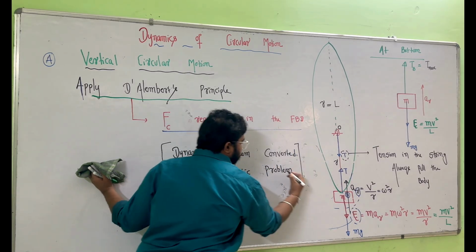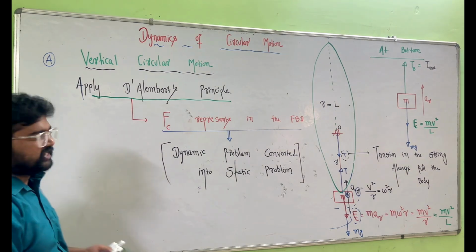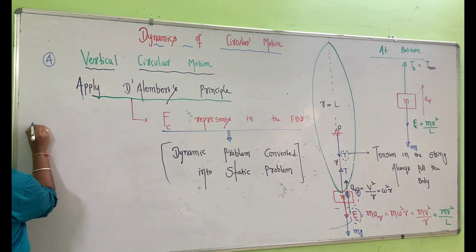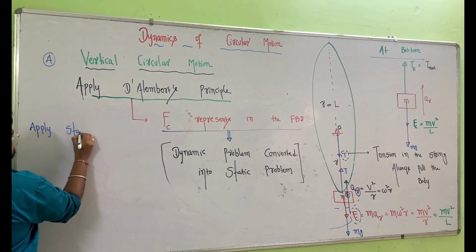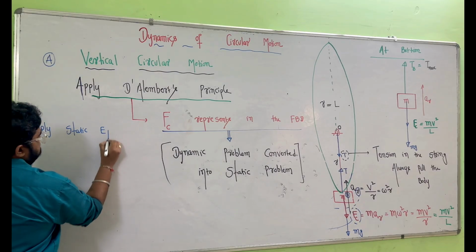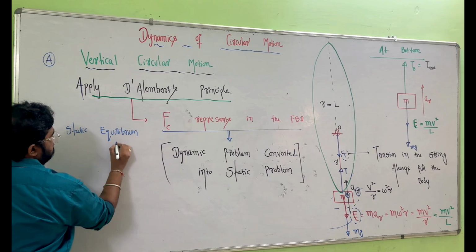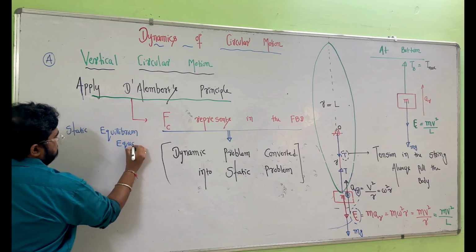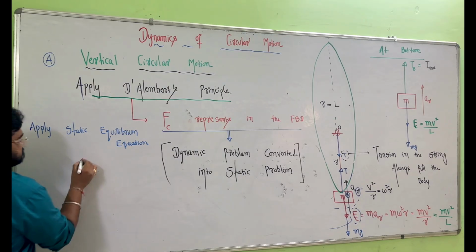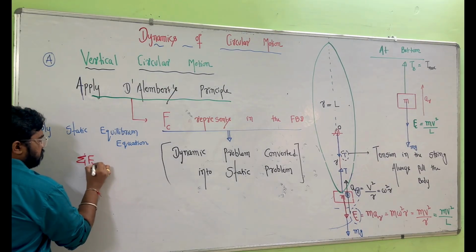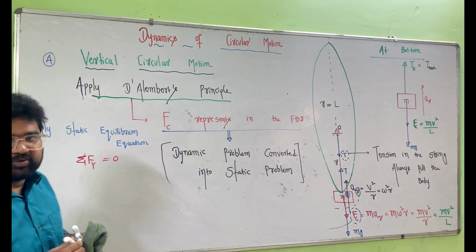First, represent the inertia force in the free body diagram. Then apply static equilibrium equations. Apply the static equilibrium equation: sigma Fy equals 0. That means the sum of the upward forces equals the sum of the downward forces.